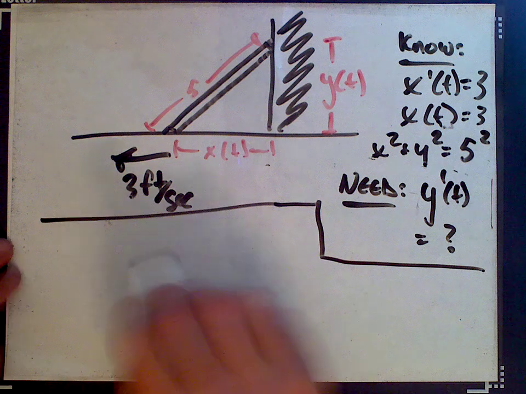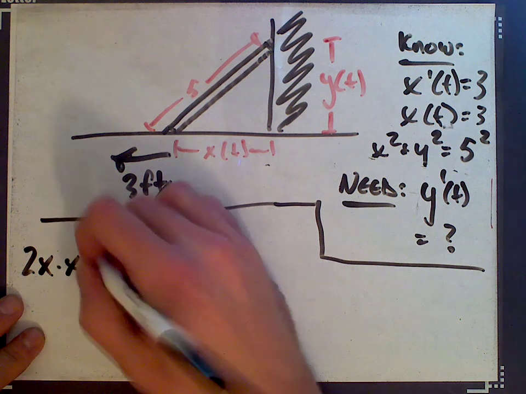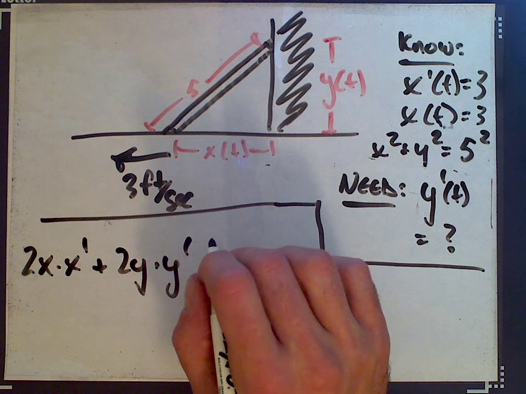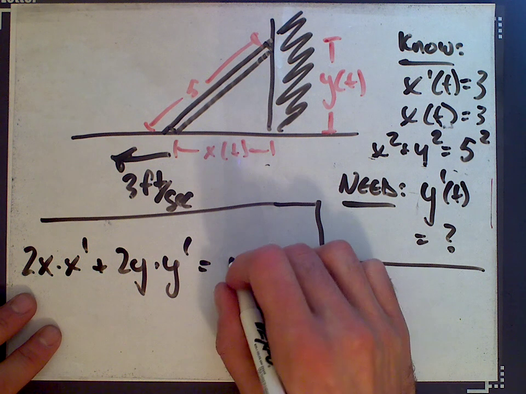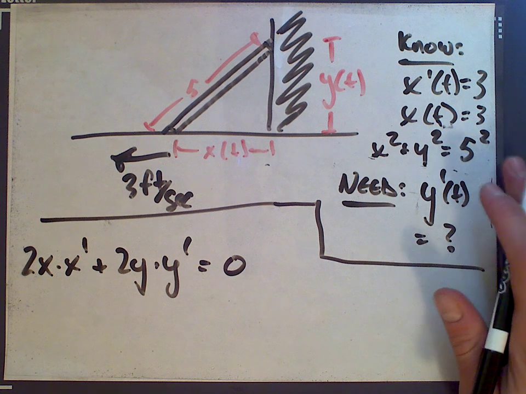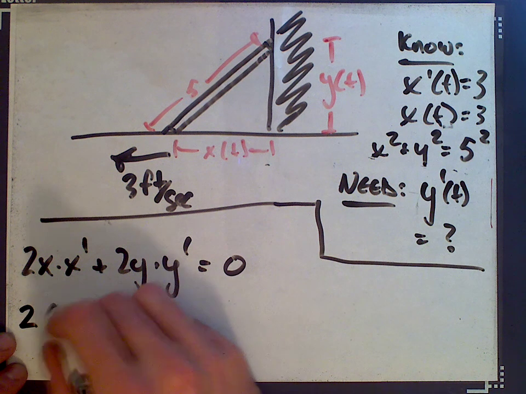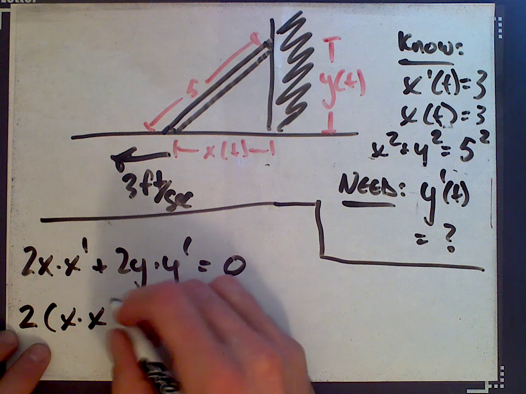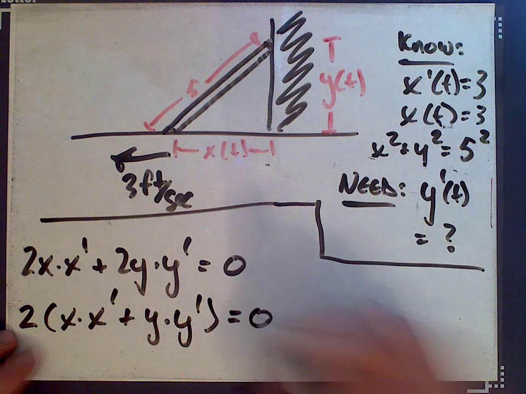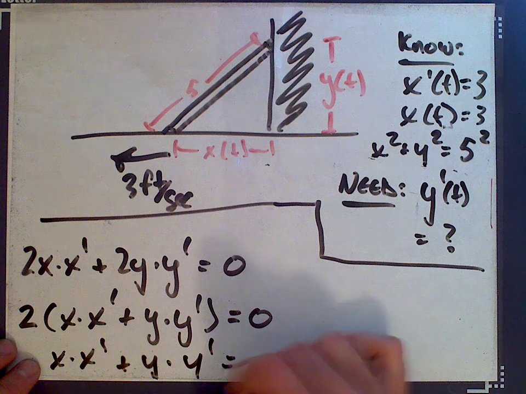All right, so differentiating this equation, we get 2x times x prime plus 2y times y prime. This is implicit differentiation, really, with the chain rule. It equals the derivative of 25, which is 0. So we get 2 times x times x prime plus y times y prime is 0. So x times x prime plus y times y prime is 0.